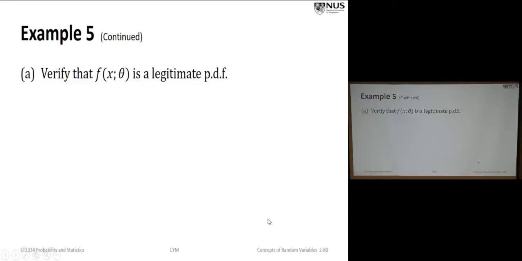Verify that f of x is a legitimate PDF. So remember, in order to be a well-defined PDF, it needs two things. What are these two criteria? The first is that this f of x must be greater than or equal to 0. And secondly, the integral from minus infinity to infinity of f of x dx has to be 1. All right, you need these two criteria.